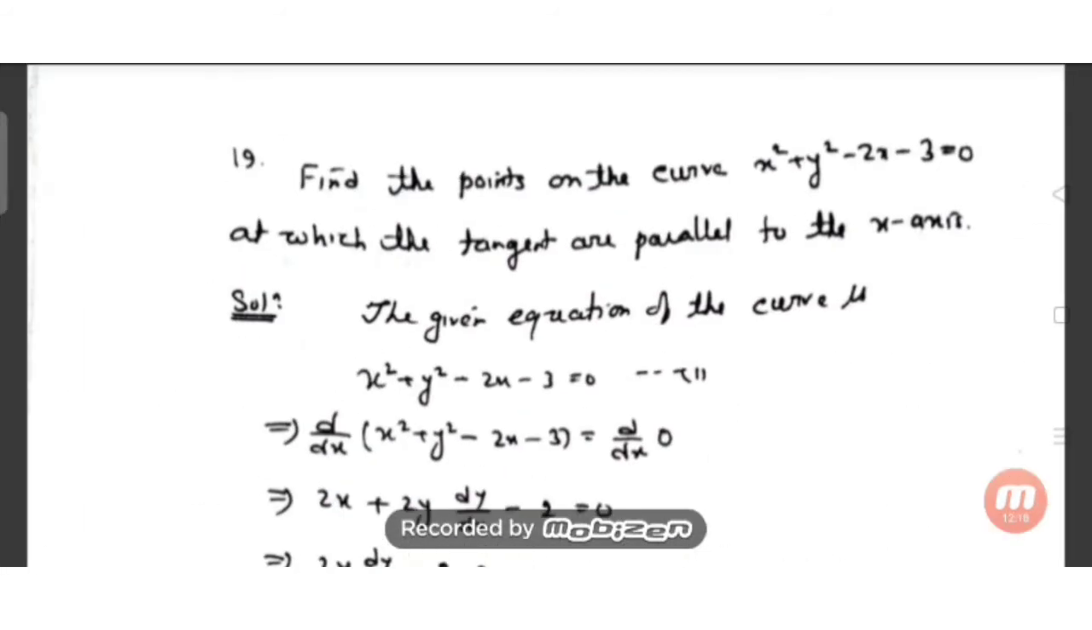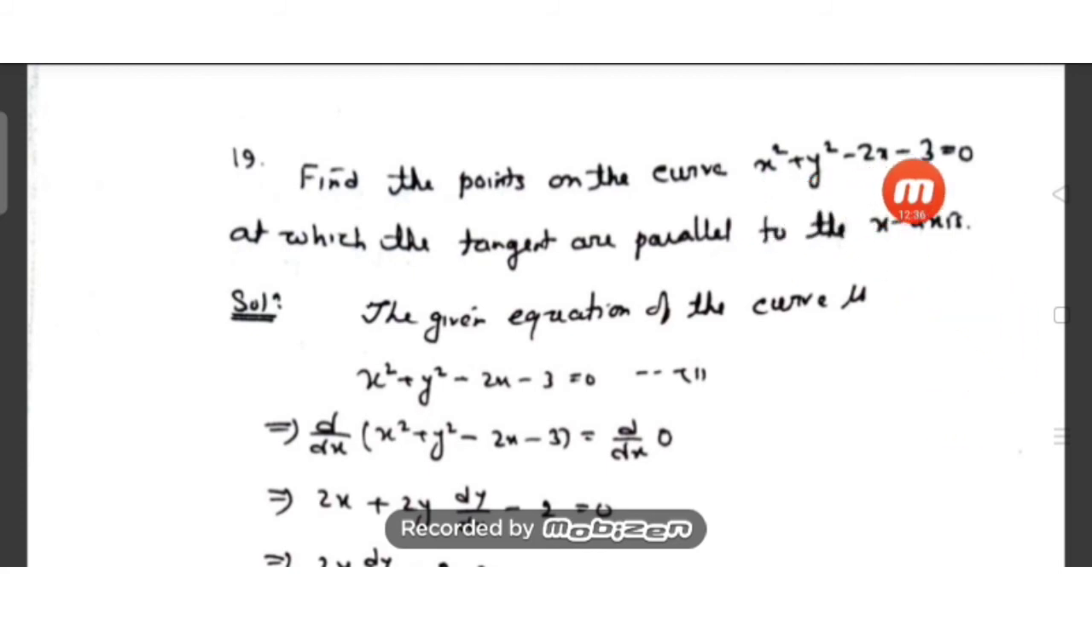Now I go to question number 19. Your question is: find a point on the curve x square plus y square minus twice x minus 3 equal to 0, at which the tangents are parallel to the x-axis. Again, in this question your aim is to get the point only, under the condition that the tangents are parallel to the x-axis. Actually, we have done this type of question earlier. Just the curve is different.